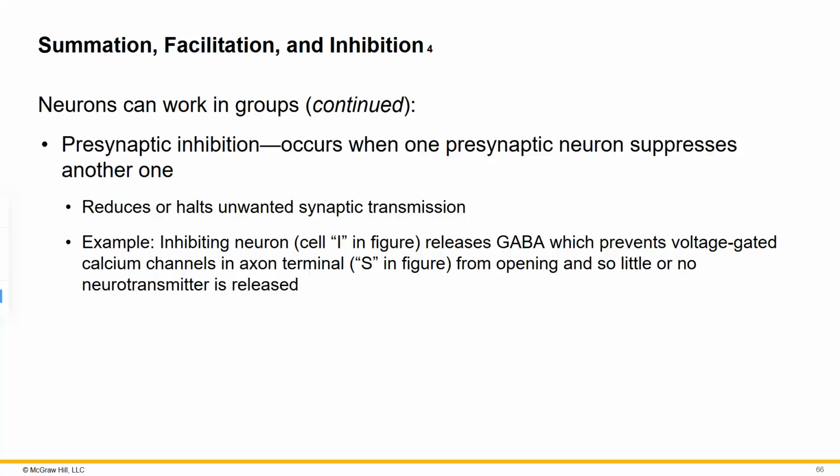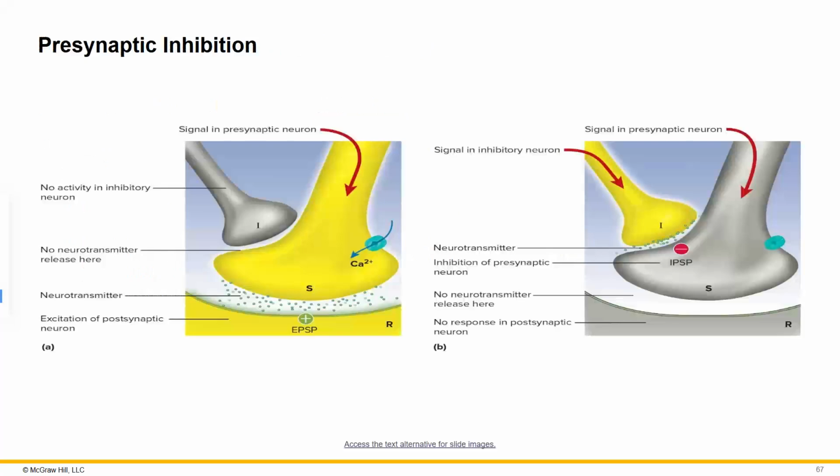Presynaptic inhibition occurs when one presynaptic neuron suppresses another one. It reduces or halts unwanted synaptic transmission. An example would be an inhibiting neuron that releases GABA, which prevents voltage-gated calcium channels in the axon terminal from opening, so little or no neurotransmitter is released. And here's a diagram of that. You can go ahead and pause the video and review what's going on in this diagram.